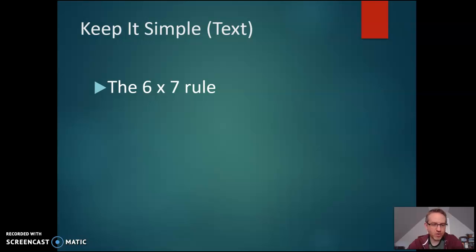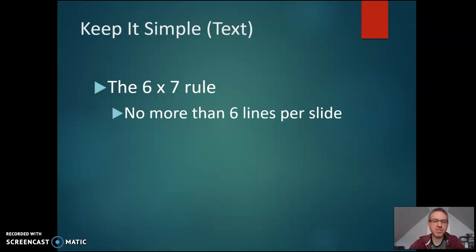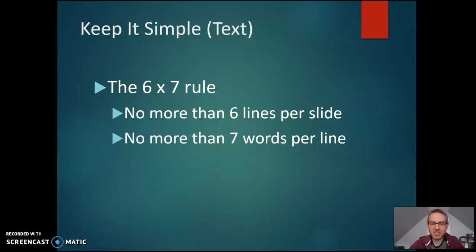A good thing to stick to is something called the 6x7 rule, which keeps you from overwhelming your audience with too much information. That means you don't want more than 6 lines in a slide, and you don't want more than 7 words in a line. Now, this is a general rule. It's not always the case. Sometimes you might have a good reason to have more, but not as a rule. That would be an exception to the rule. So 6 lines per slide, 7 words per line.